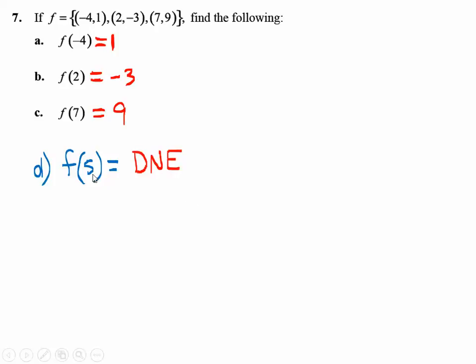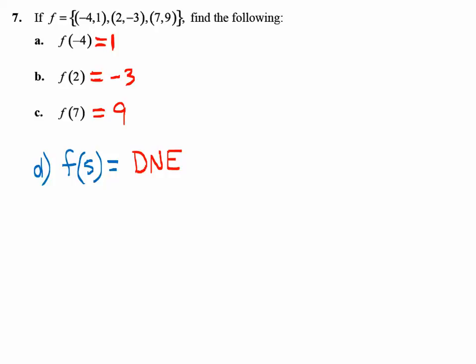Does not exist, right? There's no defined space for 5 here. So there's no defined space for 10 or 17. There's nothing there. So in this case, it does not exist. There's no correlation from 5 to something else.